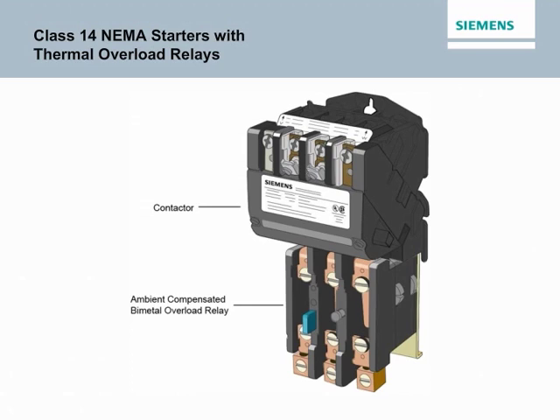Class 14 NEMA starters with ambient compensated thermal overload relays are available up to 100 horsepower at 460 VAC, and these are NEMA sizes 00 through 4. In addition to whole sizes, this range includes 1 3/4, 2.5, and 3.5 sizes. These starters are available with Class 10 or 20 ambient compensated thermal overload relays.